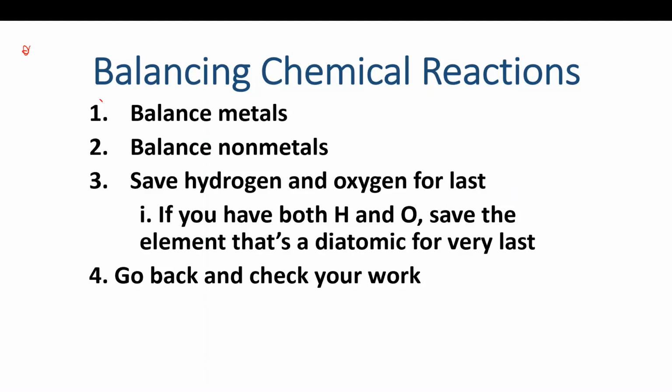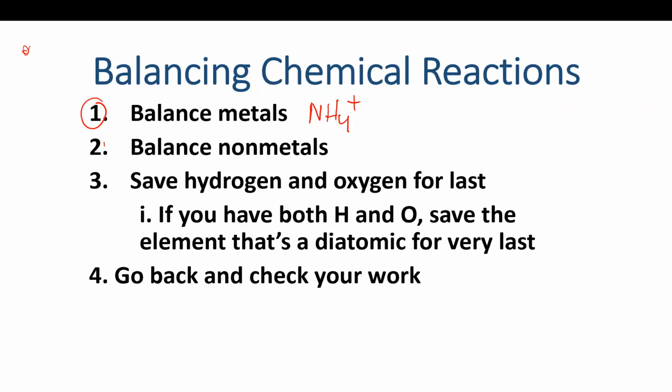So typically for rule number one, I just balance metals first. If there aren't any metals, I'll skip that and go to rule number two. One of the things I include with balancing metals is I also include the ammonium ion, because the ammonium ion is a cation and tends to have a positive charge, just like metals do in ionic compounds.